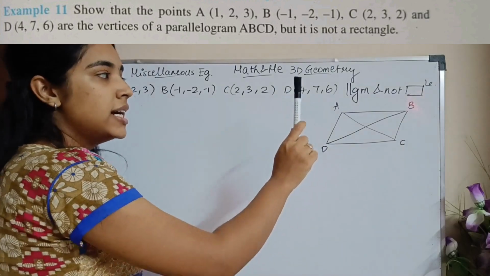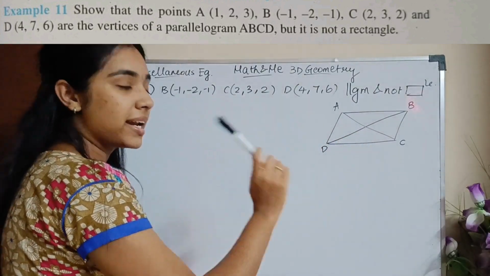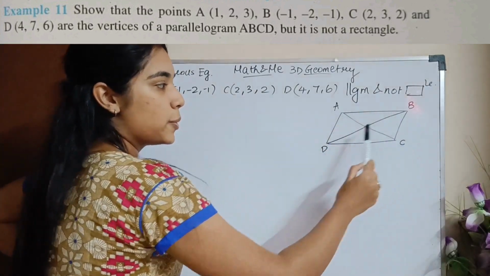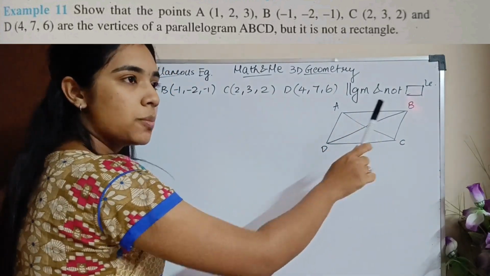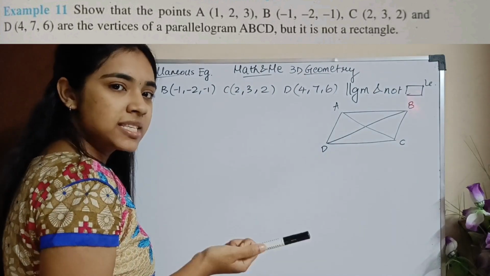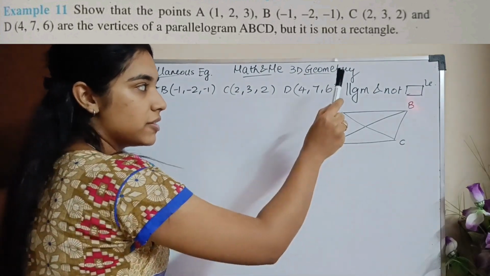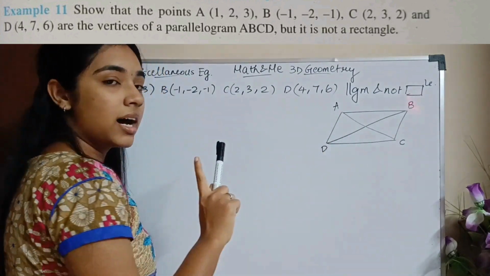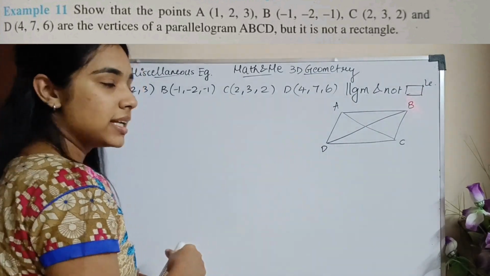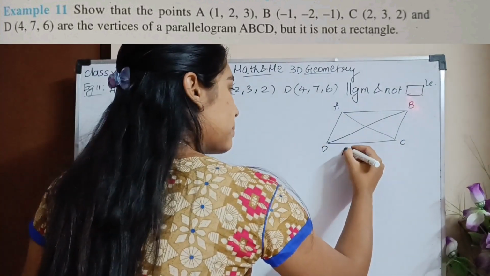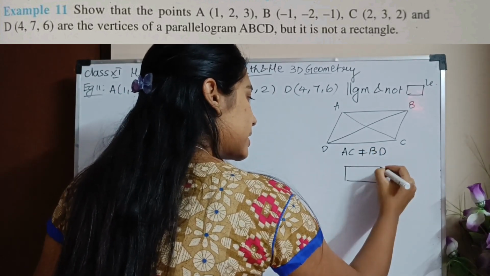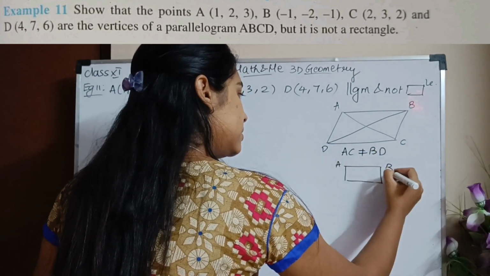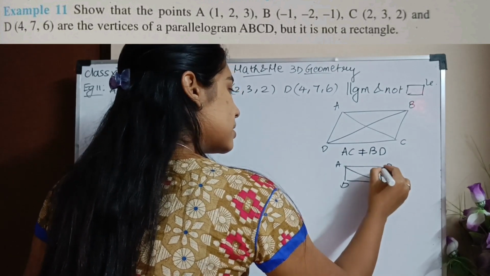You need to prove that the given vertices are the vertices of a parallelogram. In a parallelogram, the opposite sides are equal and parallel. What is a rectangle? The opposite sides are equal and parallel. So what is the difference? The only difference is that for a parallelogram, the diagonals are not equal. In a rectangle, the diagonals are equal. Okay. So in a parallelogram, the diagonals are not equal. But for a rectangle, the diagonals are equal.